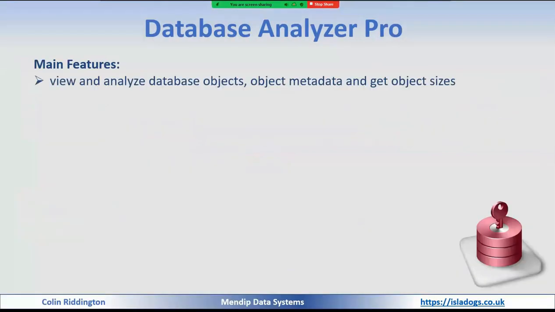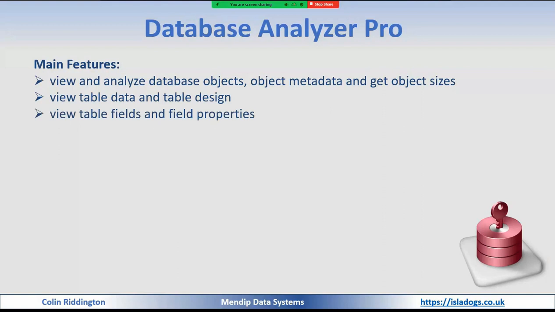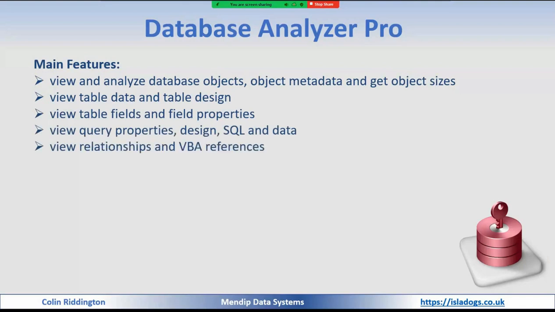Right, the main features. If you've already looked at the web page or tried the free evaluation version of the app, which is available there, you can view and analyze all database objects, the metadata behind them, and get the object sizes. You can look in detail at table data and the table design. And that's true for local or linked or system tables. You can also look at the fields and all the field properties. And for queries, you can look at all the properties and you can look at the query in any of the three views: design view, SQL view, or datasheet view.